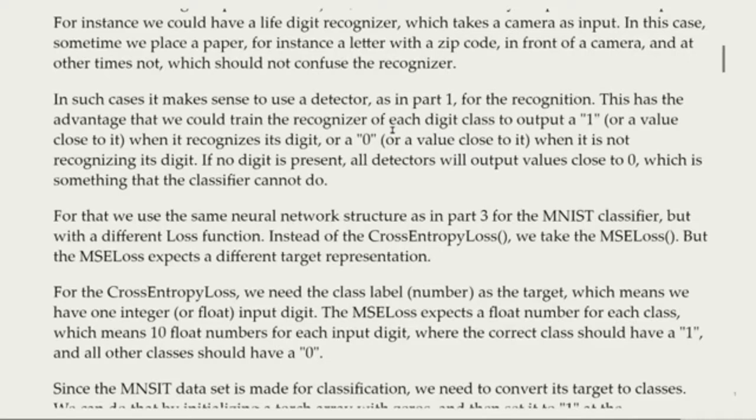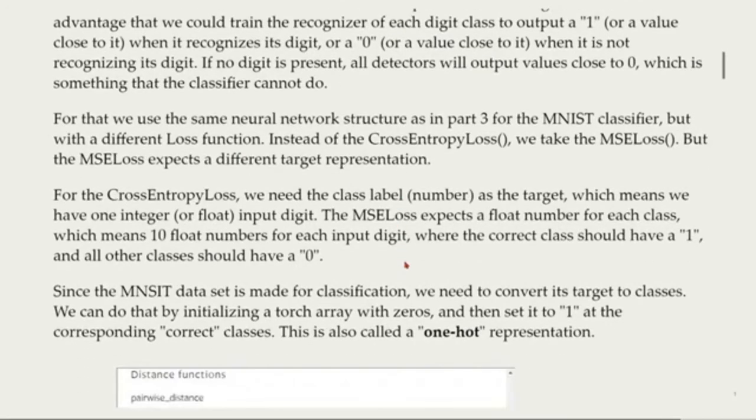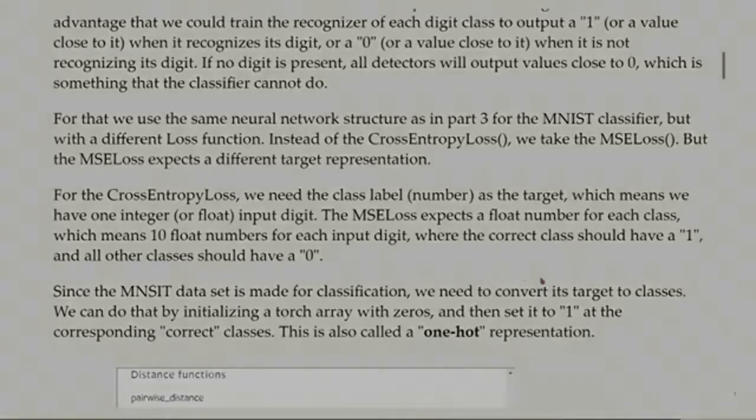Instead of the cross-entropy loss, we will use the mean-squared error loss. But we need to take into account that the mean-squared error loss expects a different target representation. For the cross-entropy loss, we need the class label number as a target, which means we have one integer or a float per input digit. The mean-squared loss expects a float number for each class, which means 10 float numbers for each input digit, where the correct class should have a 1 and all other classes should have a 0.